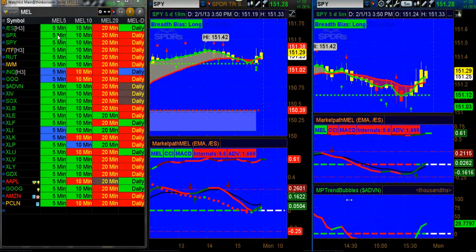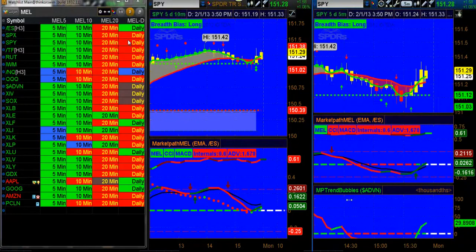So on a 5-minute basis, we can tell that the institutions are buying. They're buying on a 10-minute basis, on the 20-minute they're selling, and on the daily they're selling. So it shows traders, on a longer and a shorter time frame, what they should be doing if they're going to follow the institutions.